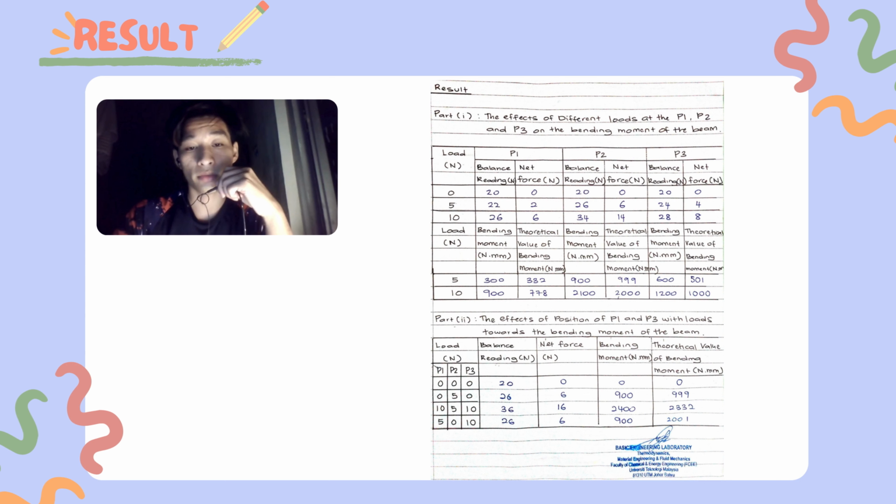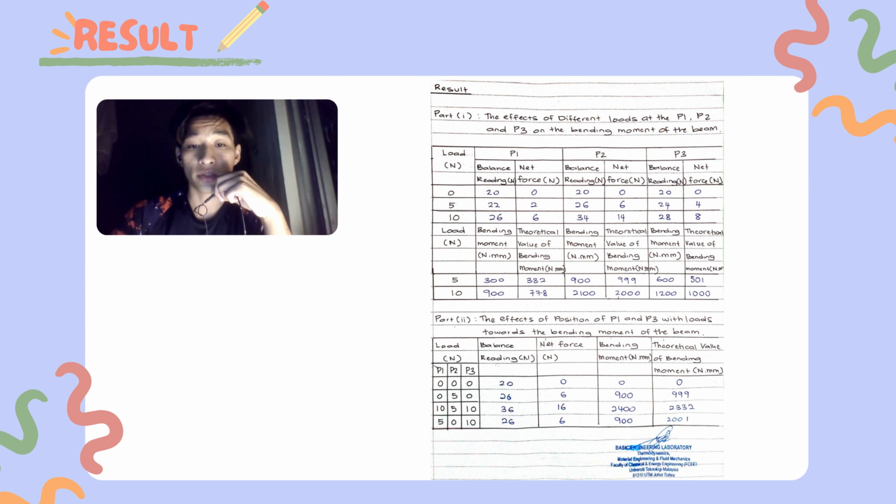Next, the results. When we didn't use any load, there is no net force, therefore there is no bending moment. And when we add 5 Newton, the net force at point 1 is 2, and the experimental bending moment is 300, and theoretical is 332. At P2, the net force is 6, and the experimental bending moment value is 900, and theoretical is 999. At P3, the net force is 4, and the theoretical is 501, and the experimental is 600.